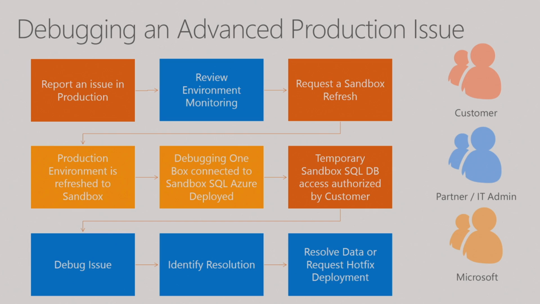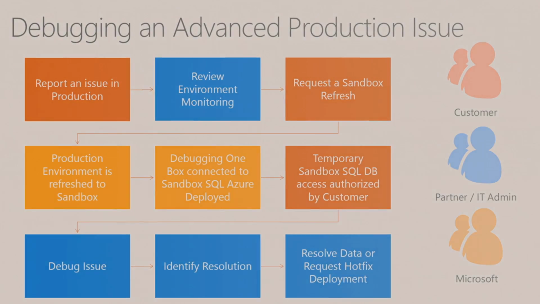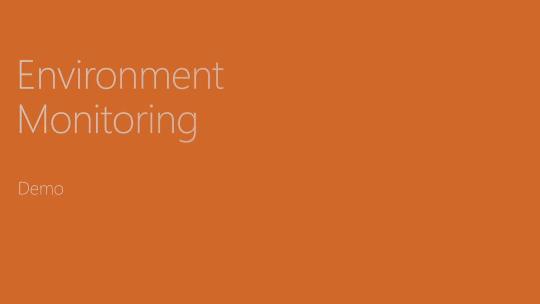Once that's done, the partner then has a sandbox environment with a refresh of production. They can log into this one box, go through, debug their process, ideally identify the issue, and then identify whether that needs data to resolve it or to develop a hotfix or a Microsoft hotfix to actually get that issue resolved. Okay? So what we're going to do is we're going to jump in and have a look at environment monitoring very, very quickly. And I will do that for you.